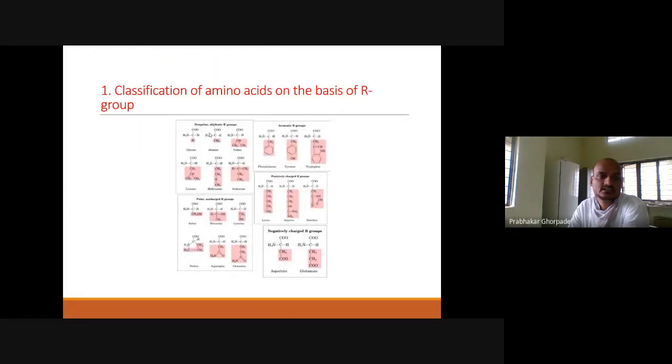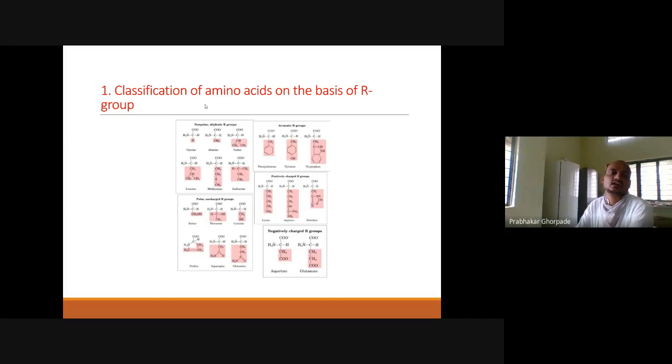Classification of amino acids. Amino acids are classified based on the R group. At the start, we saw one amino acid slide, and this one is the simplest amino acid: amino group, carboxyl group, alpha carbon atom, and this one is the R group. In the case of glycine, the R group is H. In alanine, the R group is CH3. Valine, CH3, CH, CH3. Likewise, R groups are there, right?